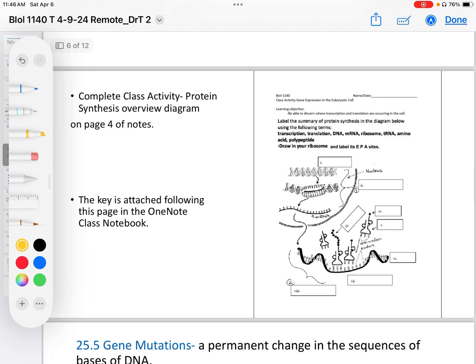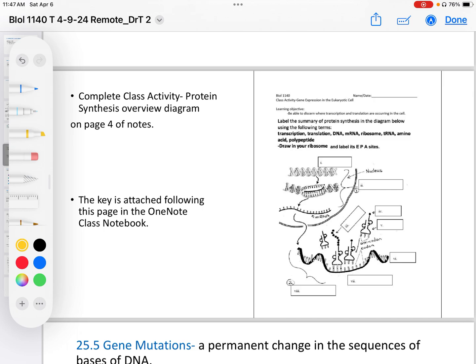So this activity here is on page 4 of the last set of notes I gave you. This is the class activity. This is where you're completing the protein synthesis overview diagram. So sort of just thinking through the process again of what we had talked about, labeling these different parts, and also being sure to draw in your ribosome. And on that, when you draw in your ribosome, include those EPA sites.